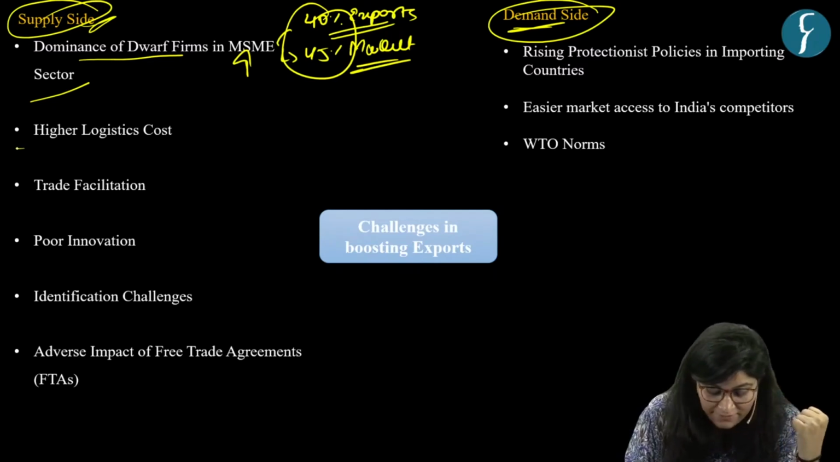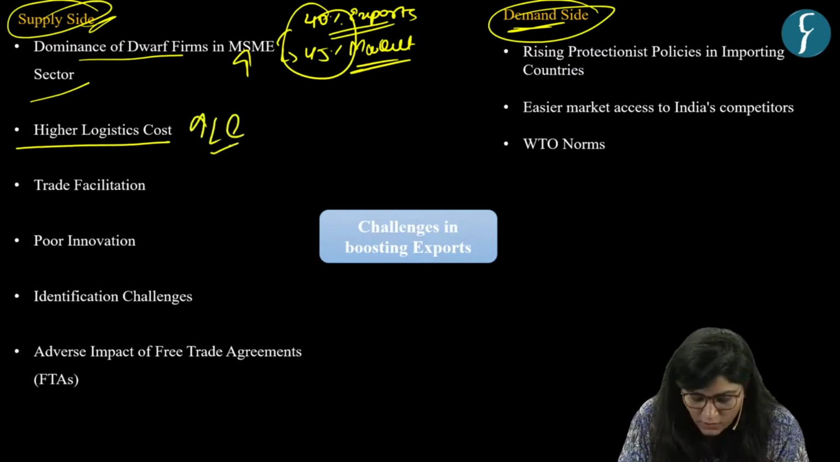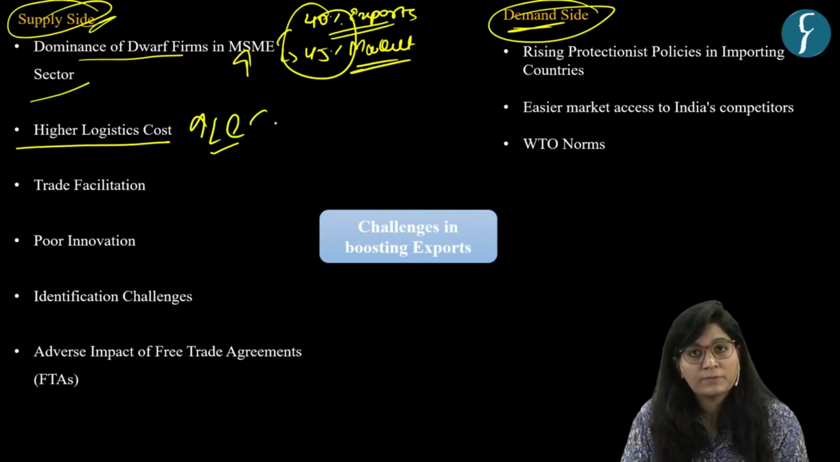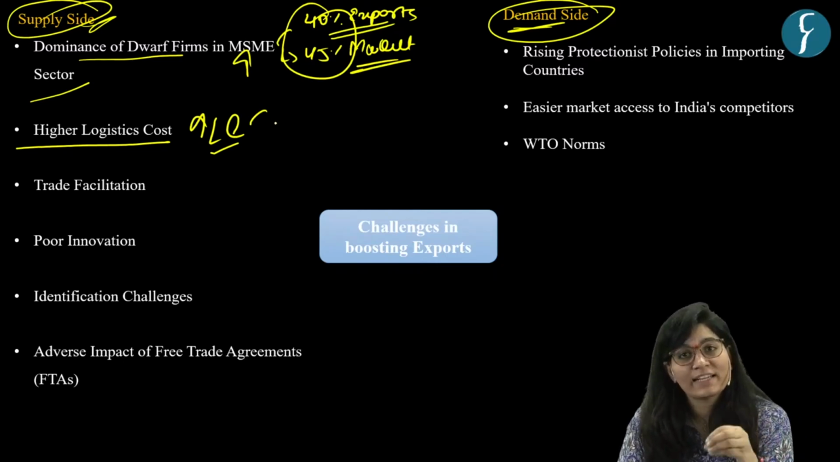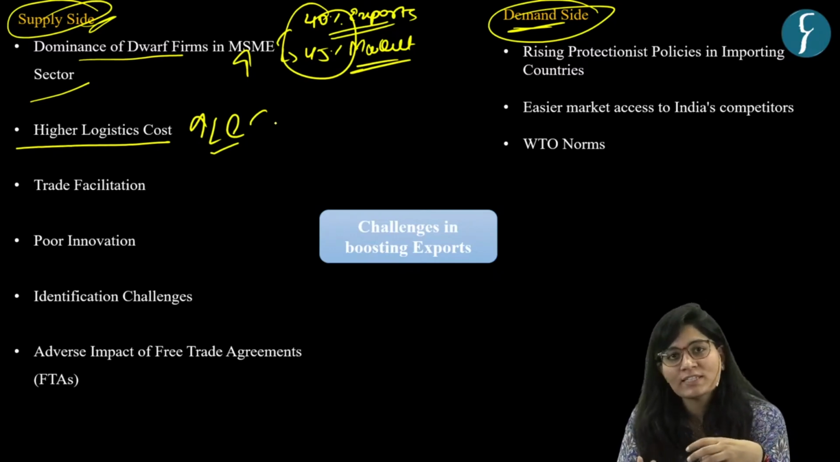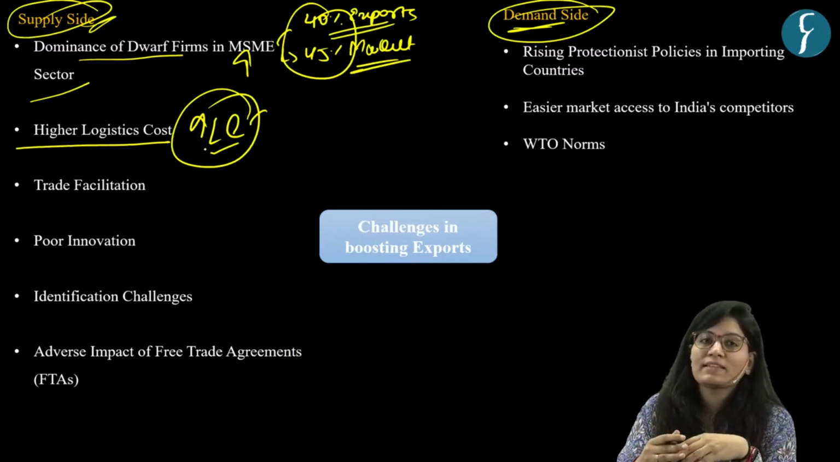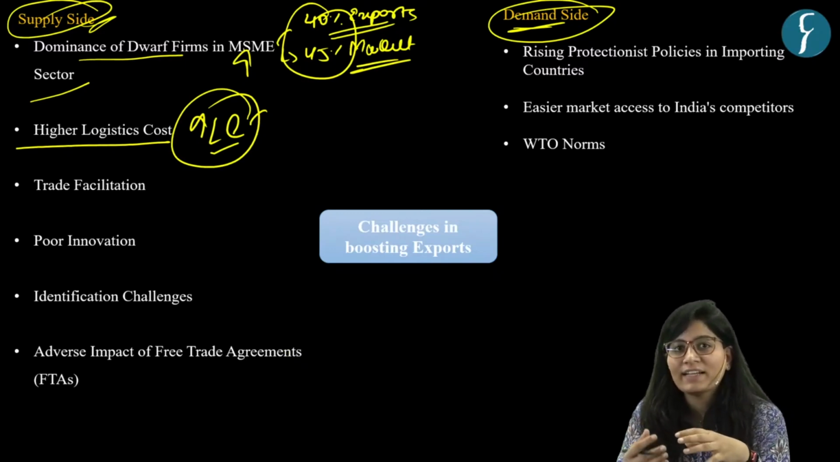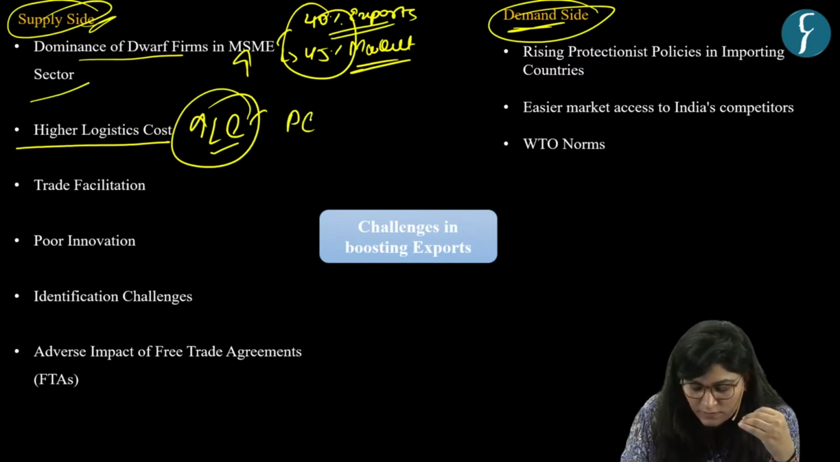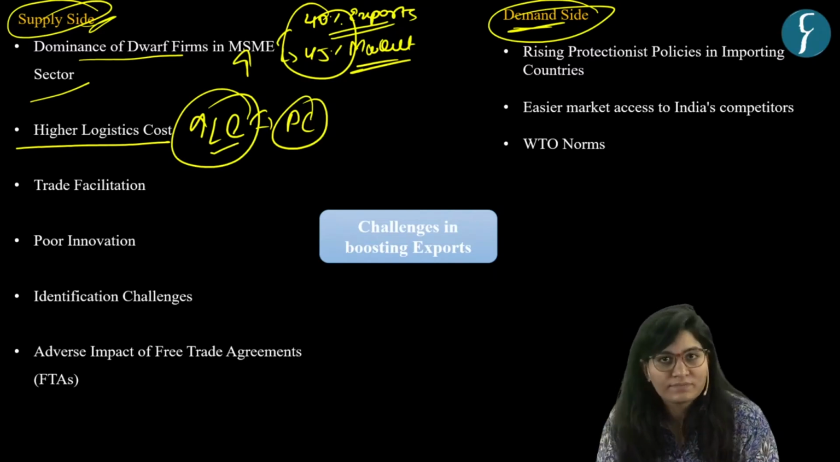Then India is having higher logistic cost. See, India is having higher logistic cost owing to factors like poor roads, less last mile connectivity with respect to roads and railways. So owing to these factors, India is having high logistic cost. When India is having high logistic cost, definitely it will be added into product cost, and this makes India's products uncompetitive in the global market.